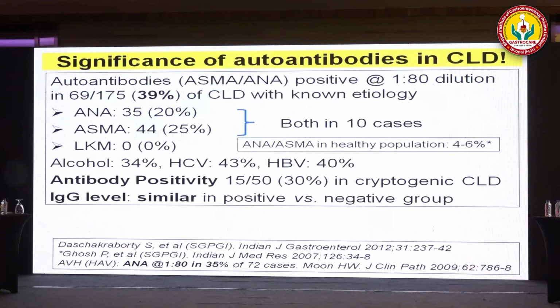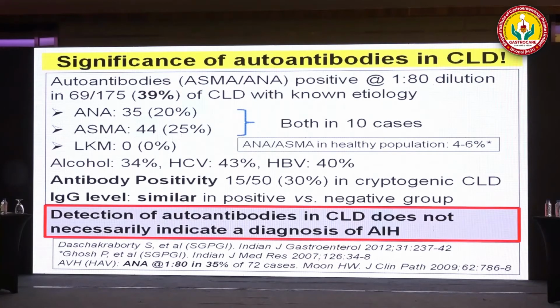That includes the ANA, ASMA, ANCA, LKM. And IgG elevation is not related to the underlying disease, and almost similar picture was seen when it is a cryptogenic cirrhosis. So, any form of chronic liver disease, whether it is a known cause like alcohol, hepatitis B, C, or cryptogenic, almost a third of them have autoantibody positivity. So, detection of autoantibody in a setting of chronic liver disease does not necessarily indicate the diagnosis of autoimmune hepatitis. We have to be careful about that.